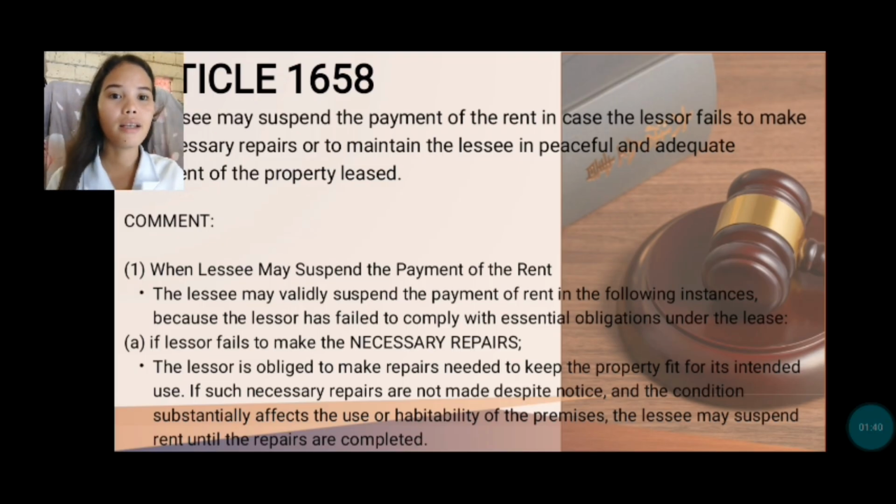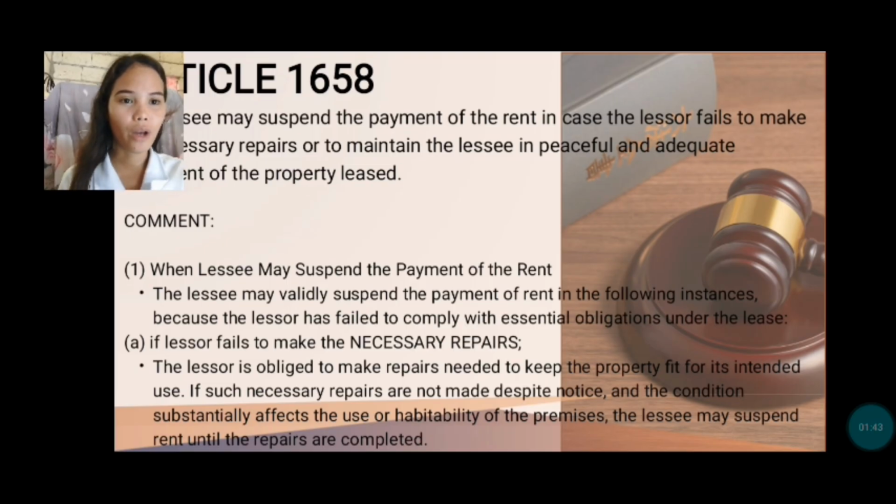The answer is, the lessee may validly suspend the payment of rent in the following instances because the lessor has failed to comply with an essential obligation under the lease. A. If the lessor fails to make the necessary repairs, the lessor is obliged to make repairs needed to keep the property fit for its intended use. If such necessary repairs are not made despite notice and the condition substantially affects the use or habitability of the premises, the lessee may suspend rent until the repairs are completed.